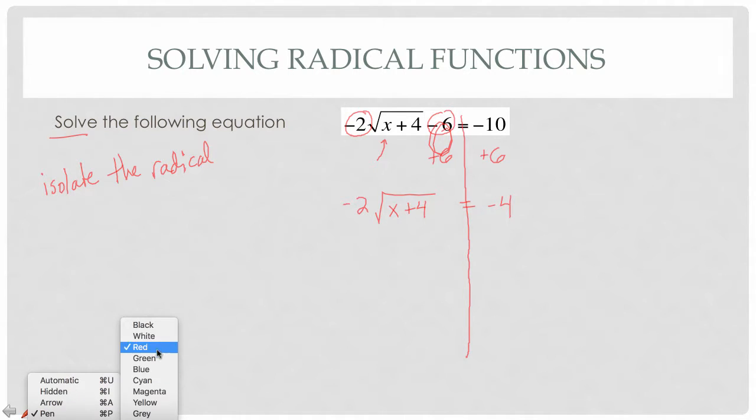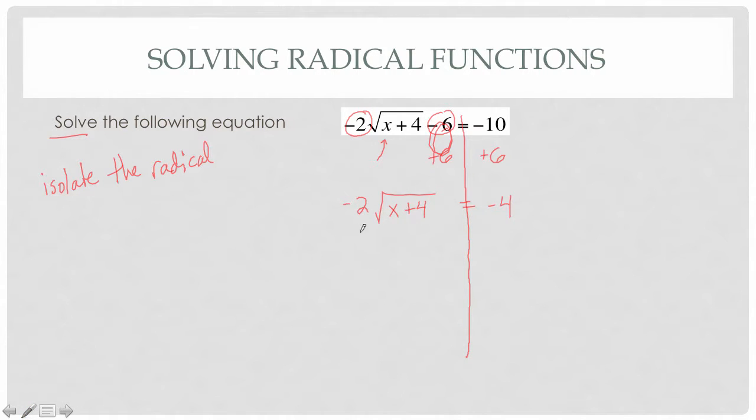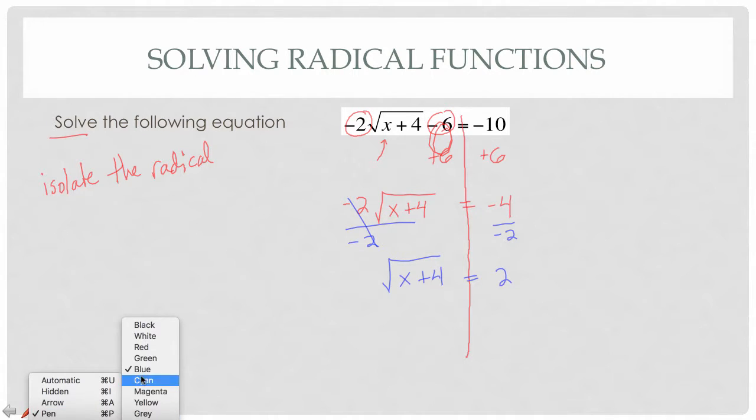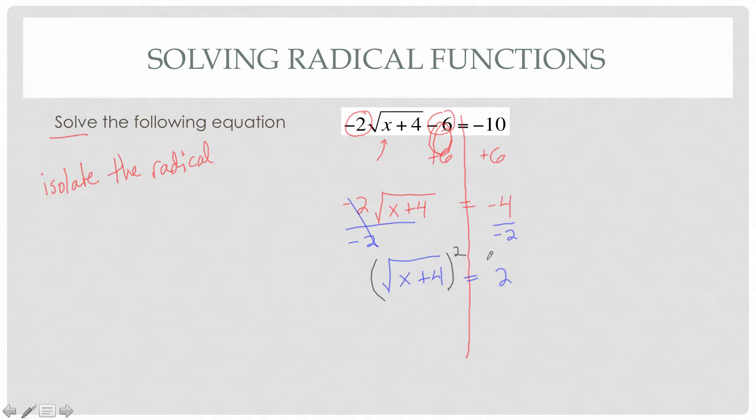Next up, now I'm going to undo multiplying by negative 2. The opposite of multiplying by negative 2 is to divide both sides by negative 2. Those divide out. Now I'm left with the square root of x plus 4 is equal to positive 2. All right, now I've got my isolated radical. So the opposite of square rooting is to square both sides now.